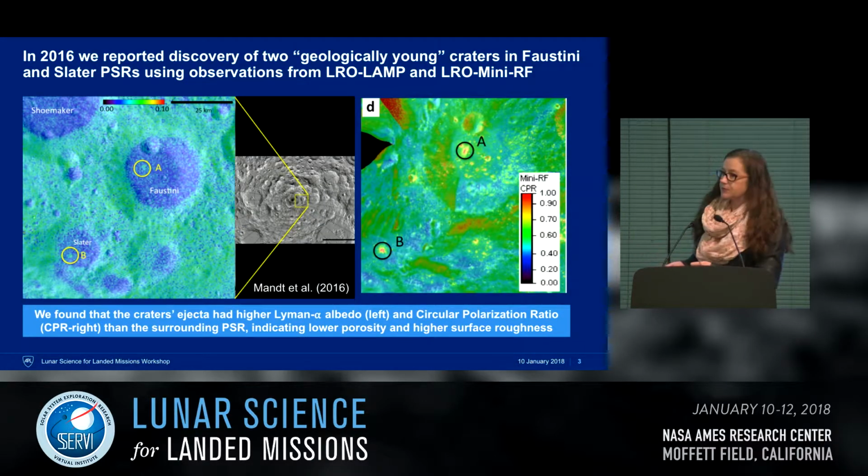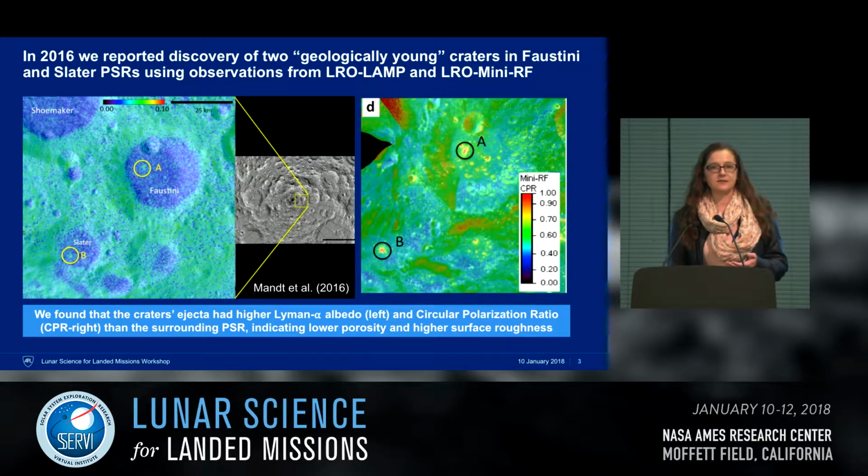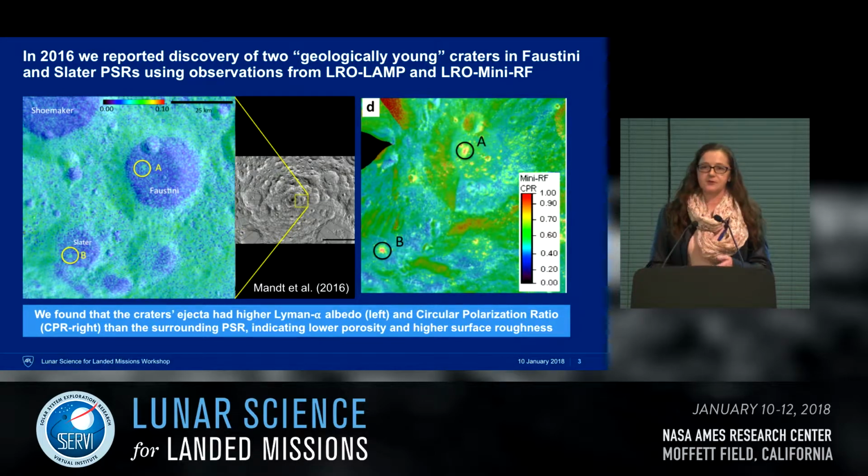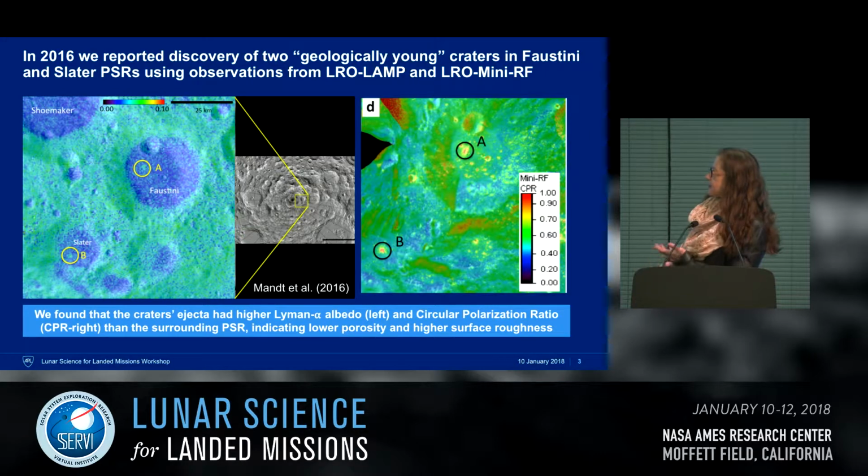So two sites that I want to bring attention to are areas that we have discovered with LAMP to be of interest, and that is the Faustini PSR and the Slater PSR. That's here and here. We just recently named Slater because it was an unnamed crater, so we named it after one of the scientists who helped to design the LAMP instrument. And these were discovered with LAMP.